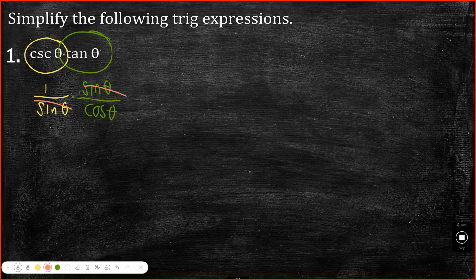And then I'm going to get 1 over cosine theta. And you say, when do you stop? When is it the most simplified? Well, if I have a fraction, maybe we can have it not be a fraction. So what is 1 over cosine theta equal to? Secant theta. And this is simplified. So this, fully simplified, turns out to be secant theta.